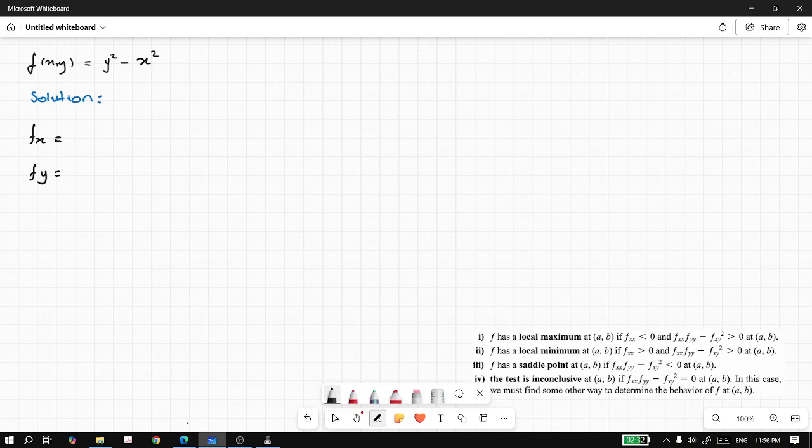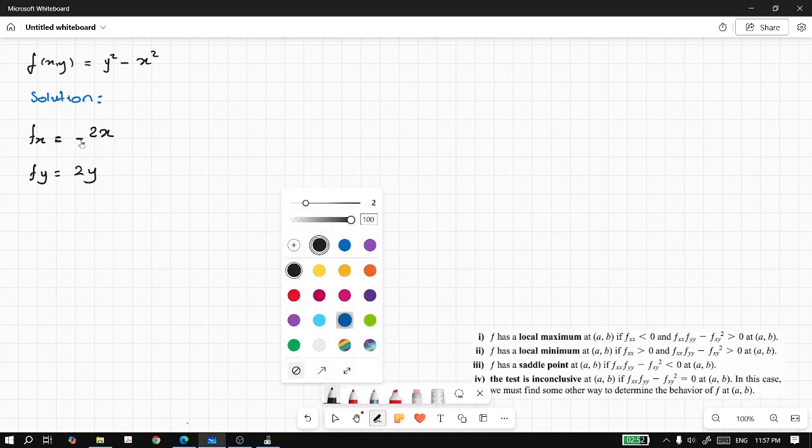So for finding the critical numbers, again, we need the first partial derivatives of this function. F sub x means the derivative of this function with respect to x. So we consider y as a constant, and then the derivative of this one becomes minus 2x. And we also need the derivative of this function with respect to y. So we consider x as a constant number, and then the derivative of this one becomes 2y.